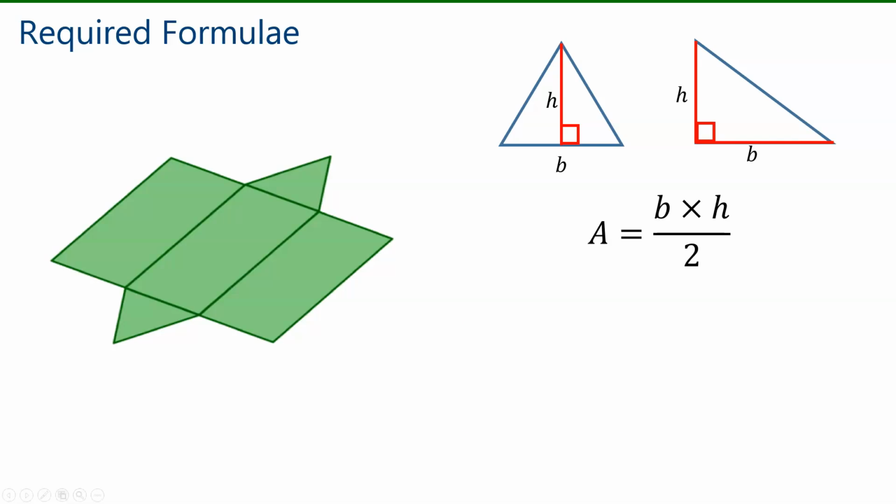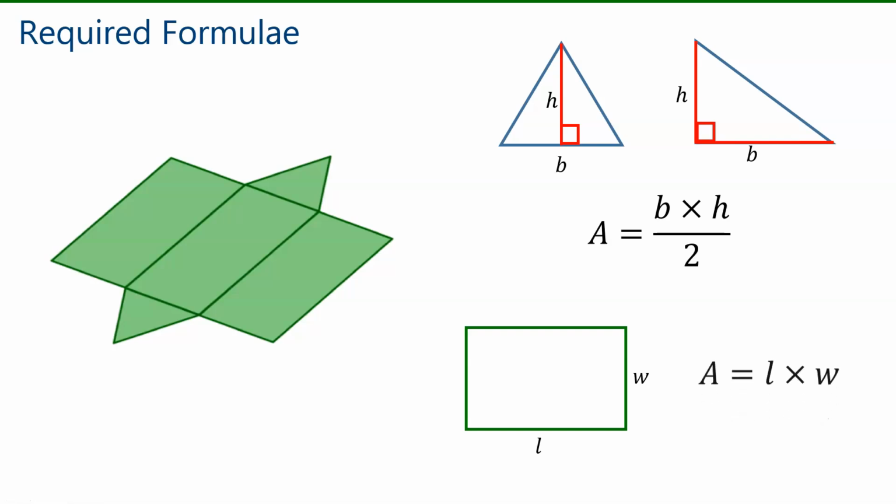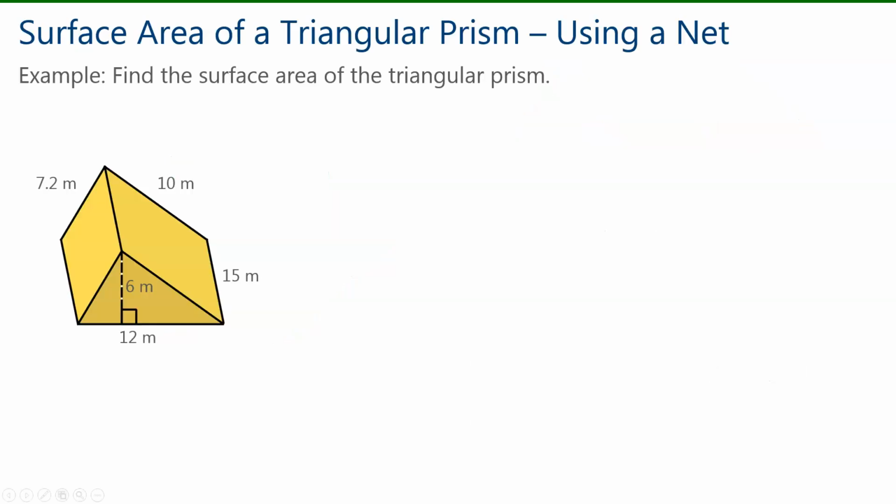And if you recall from the previous lesson, every rectangle has a length and width, and to find the area of a rectangle, we multiply the length by width. So to calculate the surface area of a triangular prism by using a net, we first need to draw the individual pieces of the prism.